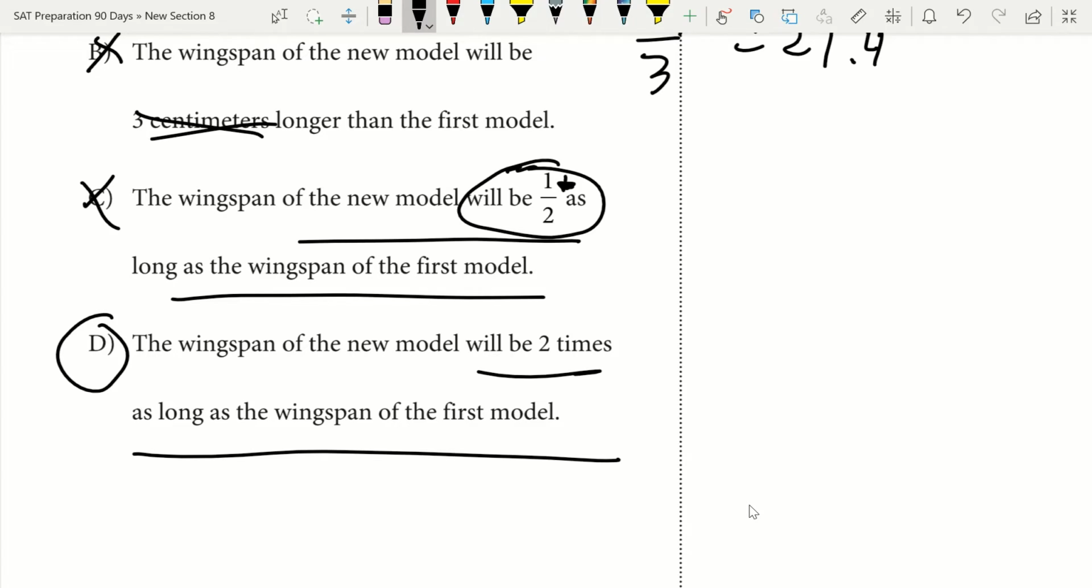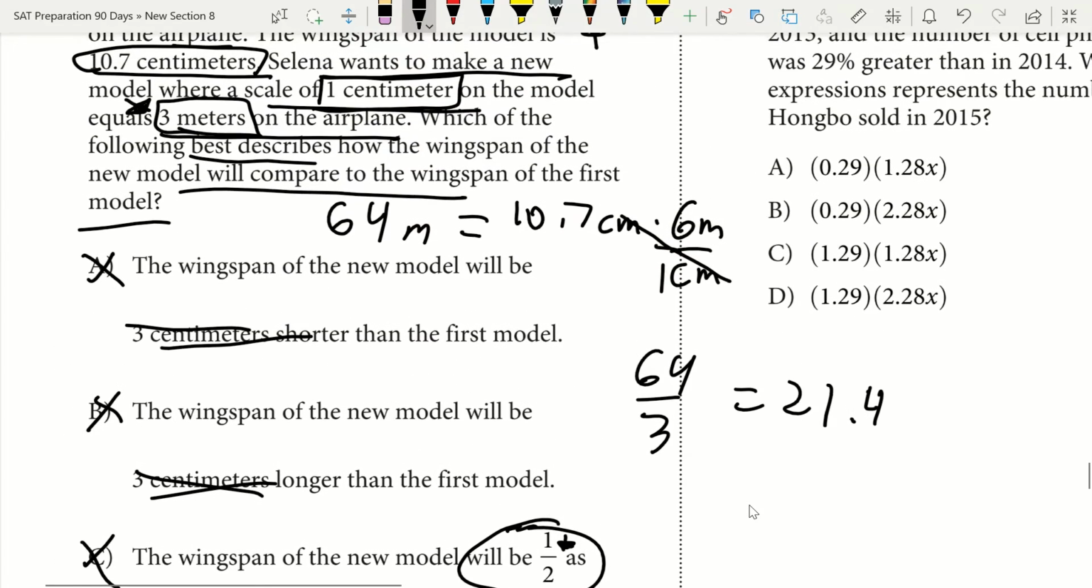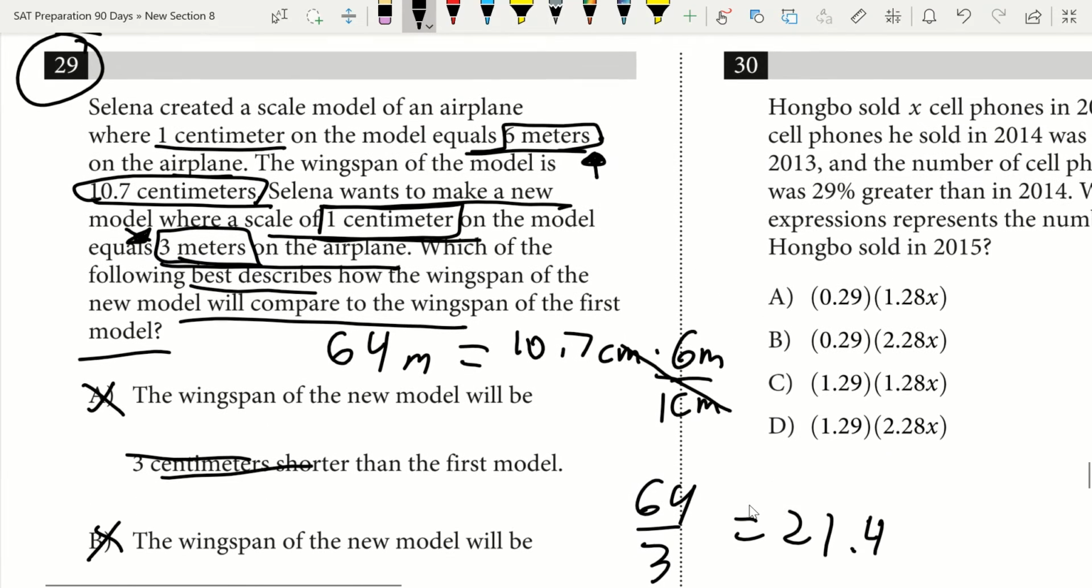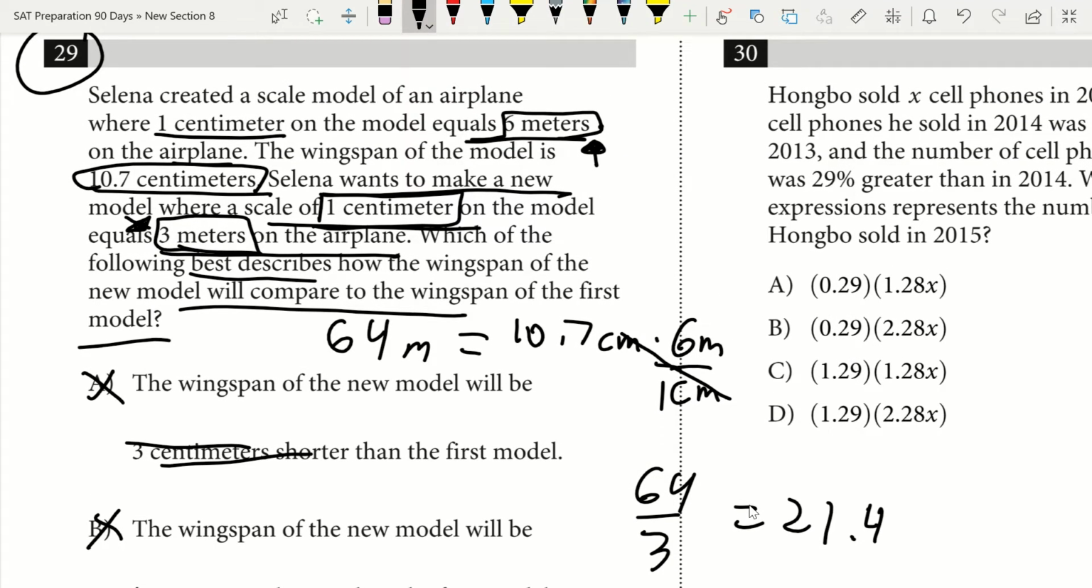So as far as why I went ahead and wrote it out, I wrote it out because if we're dealing with a question at 29, we want to be careful, which means we're going to want to make sure we're using units to cancel, right? So I used my centimeters, I canceled those to get my thing in meters, then I divided by how many meters I had per centimeter, right, to get my answer in centimeters over here for my new model.